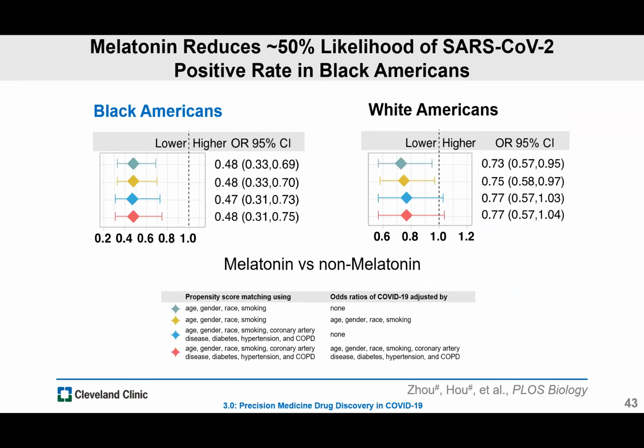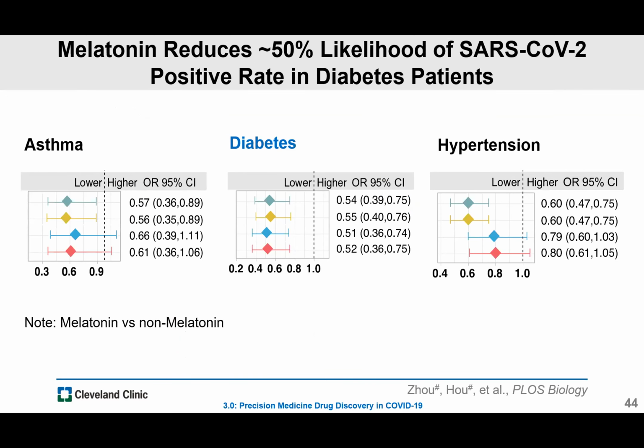Finally, I will give a few points of discussion about this field. For melatonin, we also found interesting results. When we look at different populations, for example Black Americans and white Americans in the EHR data, melatonin showed a reduced likelihood of SARS-CoV-2 infection only in Black Americans, not in white Americans. We also looked at different disease comorbidities, for example patients with asthma, diabetes, or hypertension. Interestingly, melatonin only reduces the likelihood of a SARS-CoV-2 positive result in diabetes patients, but we didn't see it in asthma or hypertension patients, after we adjusted for all possible confounding factors.